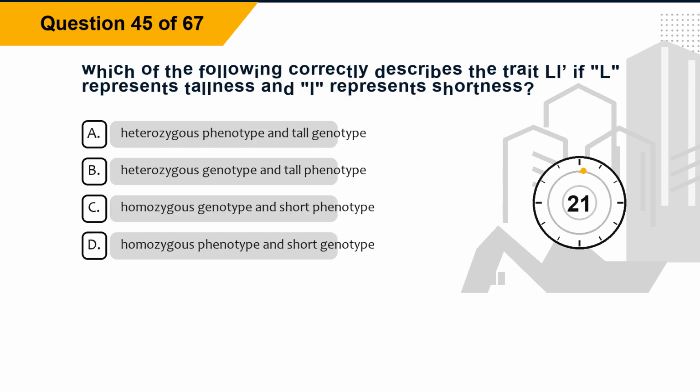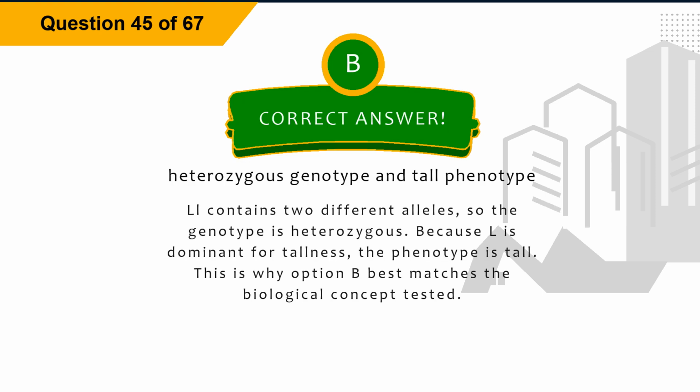Question 45. Which of the following correctly describes the trait Ll, if L represents tallness and l represents shortness? Option A, heterozygous phenotype and tall genotype. Option B, heterozygous genotype and tall phenotype. Option C, homozygous genotype and short phenotype. Option D, homozygous phenotype and short genotype. The correct answer is option B, heterozygous genotype and tall phenotype.